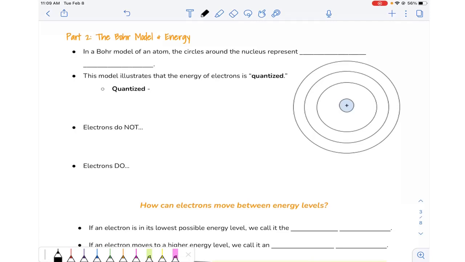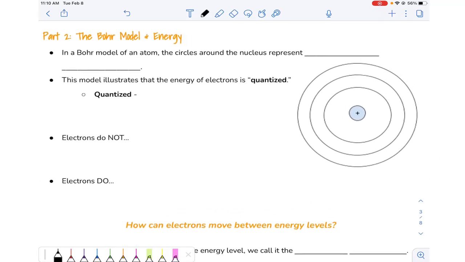All right, so in this unit, we're going to make heavy use of Bohr models to help build our structure of the atom and model where our electrons are moving, either within an atom or eventually between different atoms. So in a Bohr model, you can see the skeleton of it here in this circular diagram. In a Bohr model, the circles around a nucleus represent energy levels. So each of those circles we're going to call an energy level.